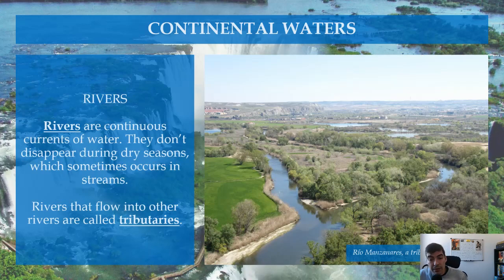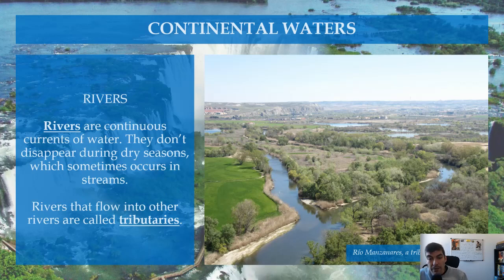So, first we have rivers. Rivers are continuous currents of water. They don't disappear during the dry seasons, for example in summer, which sometimes occurs in streams. A stream, es un arroyo. A stream in the dry season doesn't carry water, while the river carries water throughout the whole year.